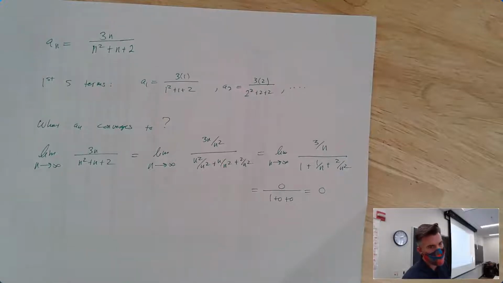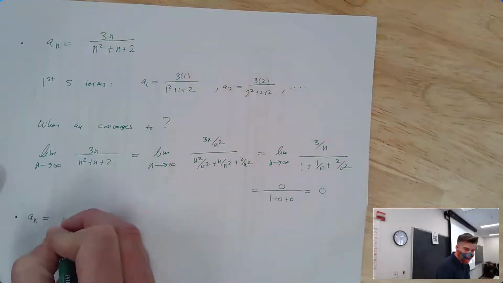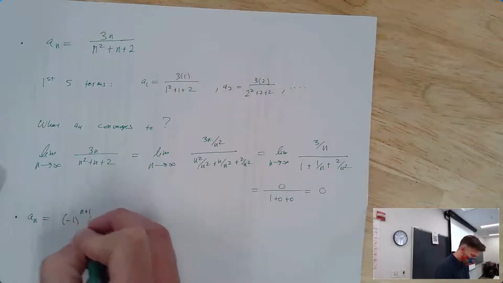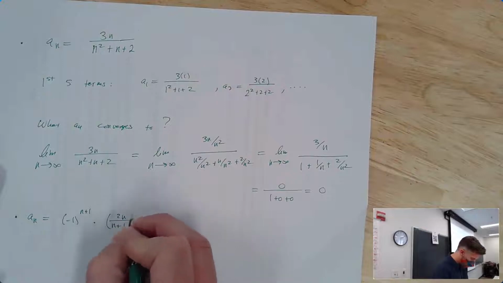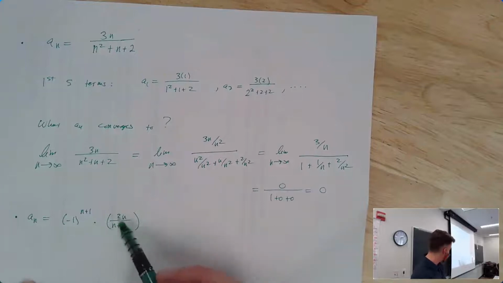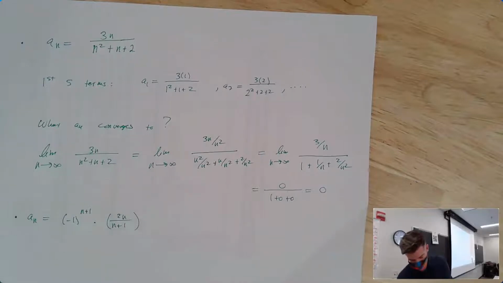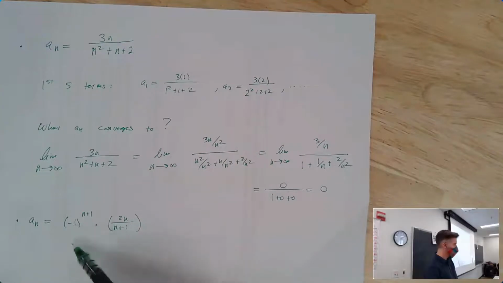Should we look at that one? Yeah, we should look at that one. What if our sequence is alternating? -1 to the n plus 1 times 2n over n plus 1. Well, we already know that this thing here has a limit that's 2, right? That's the first one we did, I think. Yeah, that's the first one we did. So we know that this is going to converge to 2, but the sign's going to change every term.